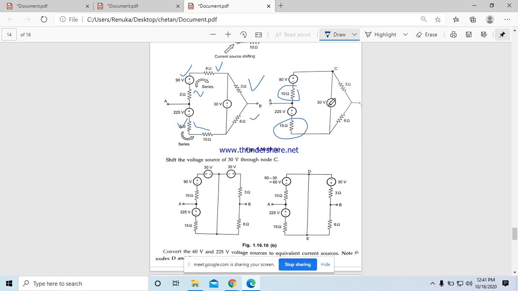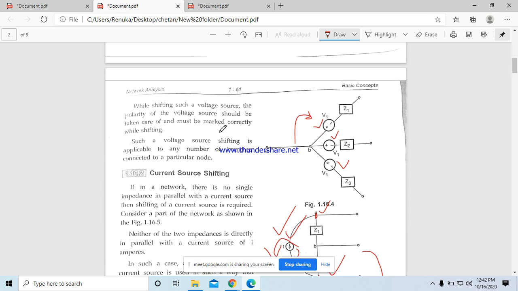In this case, now you can observe that they have drawn 30 volt here and 30 volt here. Why have they drawn 30 volt here? Shifting the voltage source of 30 volt through node C, which is node C here, so that you can shift here. You can draw a voltage source here and a voltage source here. You have done a voltage source shifting according to this concept.